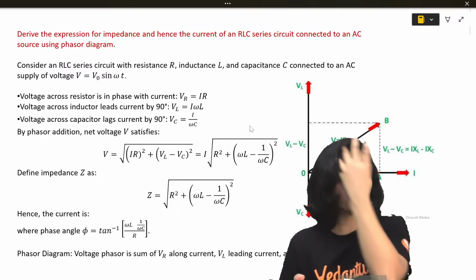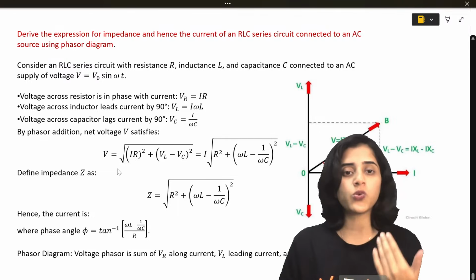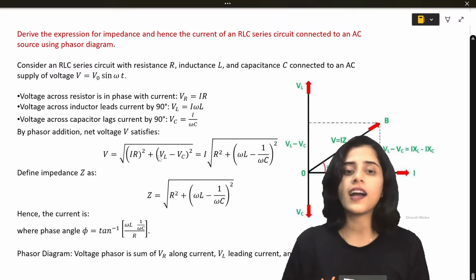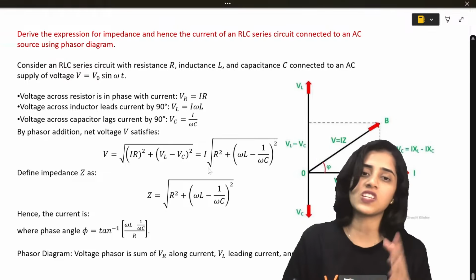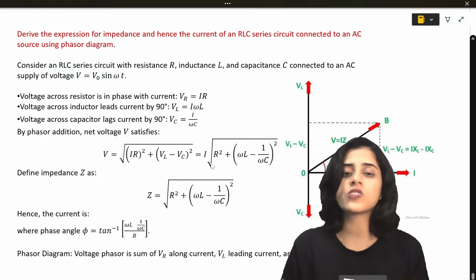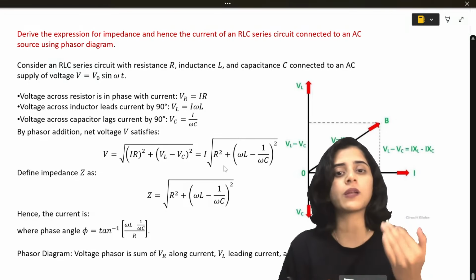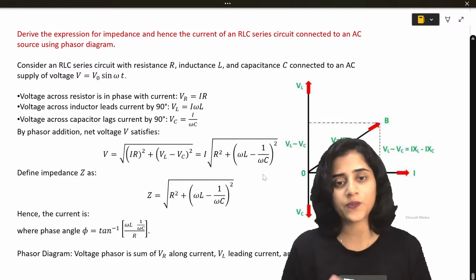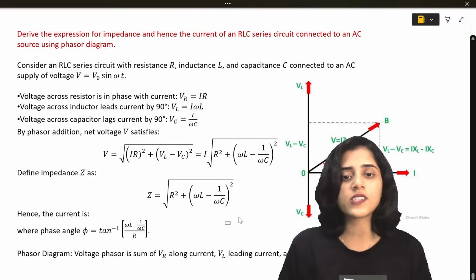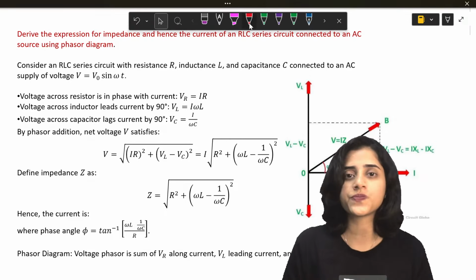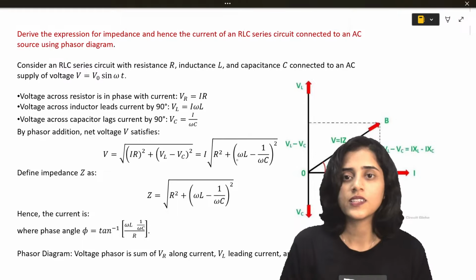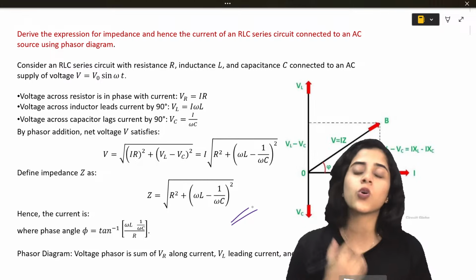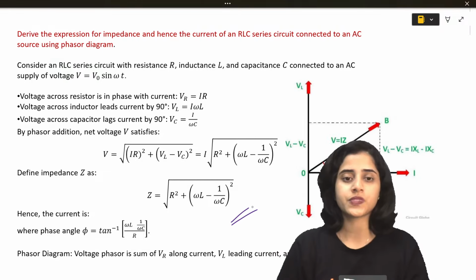Okay, so if you want to find out the net voltage, what you should do is take V equal to square root of (IR) square plus (VL minus VC) the whole square. Which is going to be equal to I times square root of R square plus (omega L minus 1 by omega C) the whole square. Okay, so Z equals square root of R square plus (omega L minus 1 by omega C) the whole square.